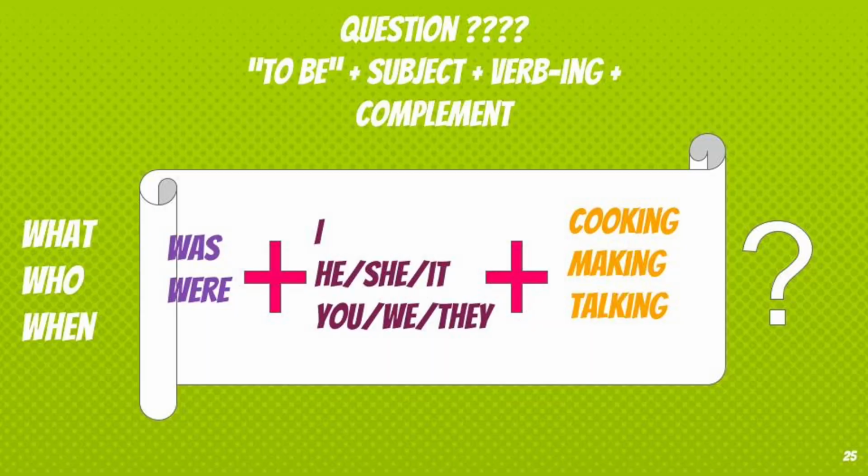Again, remember, you do not have to start the question with the question word. You can start directly with the verb to be conjugated in the past. Were you doing the activity last night with everybody else?